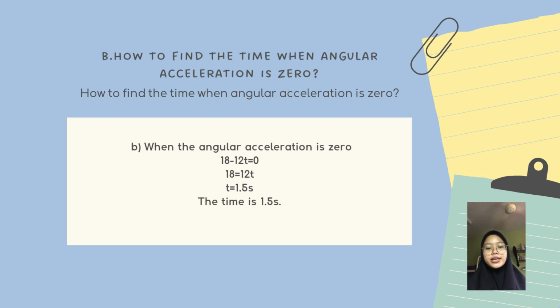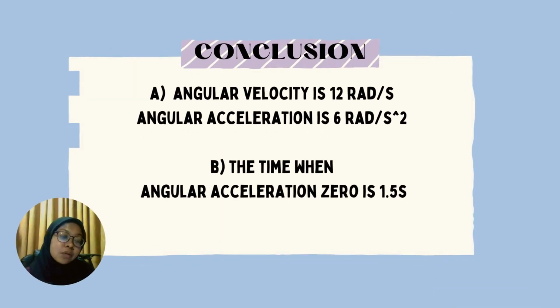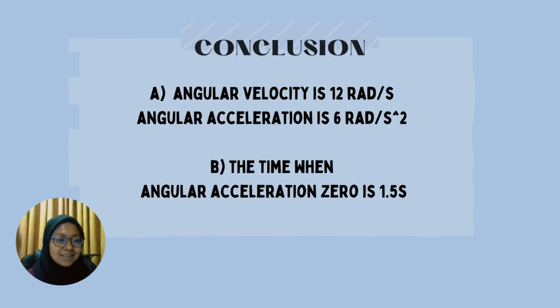So from the question we can conclude the angular velocity is 12 radian per second, the angular acceleration is 6 radian per second squared, and the time when the angular acceleration is 0 is 1.5 seconds. That's all for differentiation. We will continue with integration.